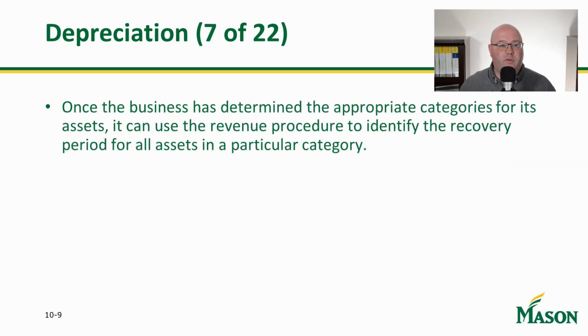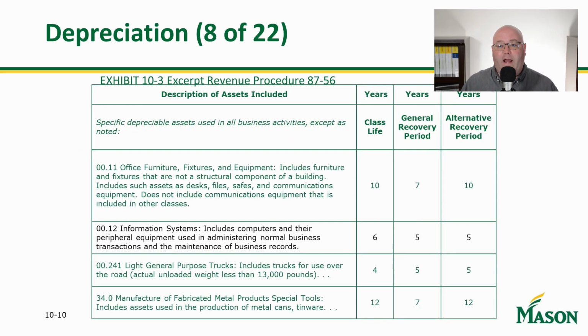Once they've determined the appropriate categories, you can use the revenue procedure to identify the recovery period for the asset in that category. If you wanted to do something helpful for yourself, go ahead and download 87-56. I keep a copy of it in my office, along with the depreciation guides and all that sort of stuff.